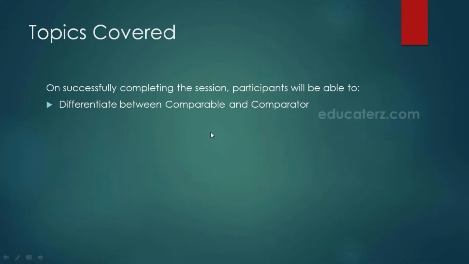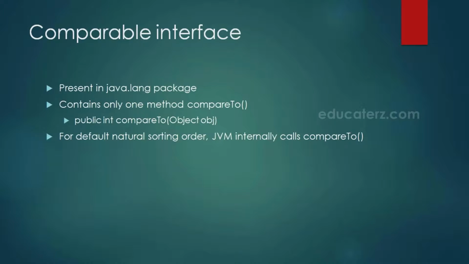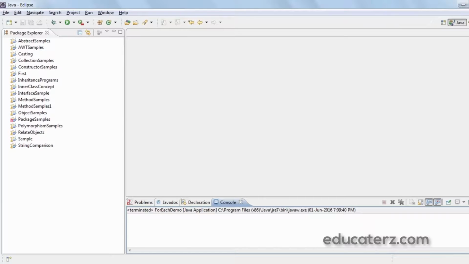In this video, we will differentiate between the Comparable and Comparator interfaces. A Comparable interface is used to compare two objects. It is an interface located in the java.lang package and contains only one method, compareTo, which returns an integer. For the default natural sorting order, the JVM internally calls compareTo. Let's see this with an example.